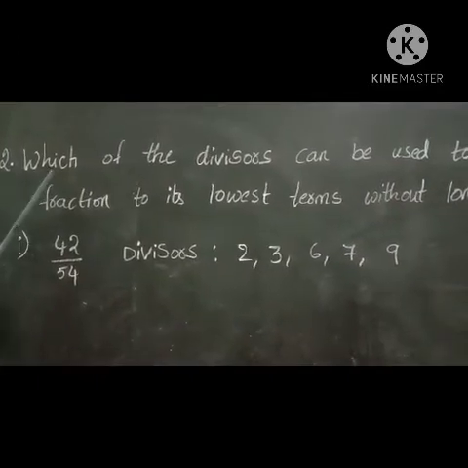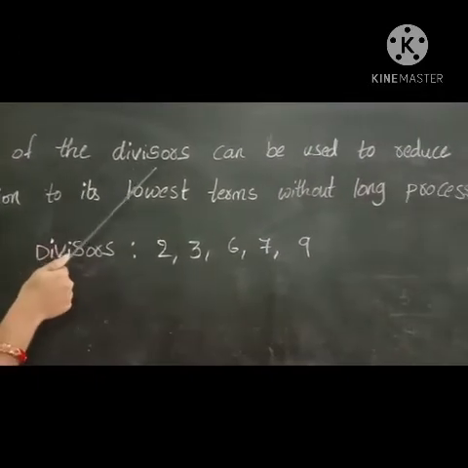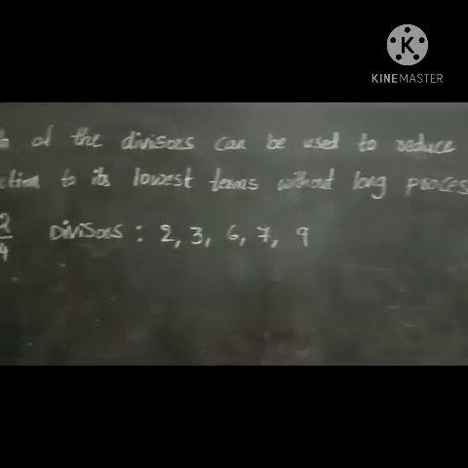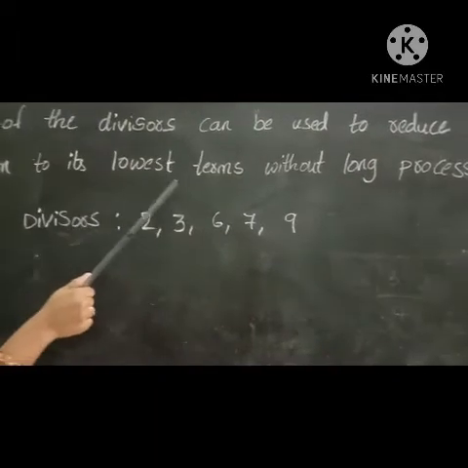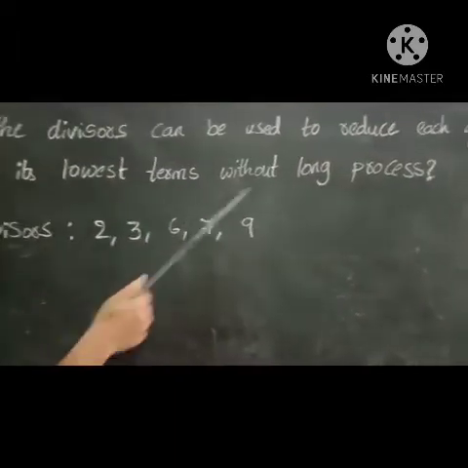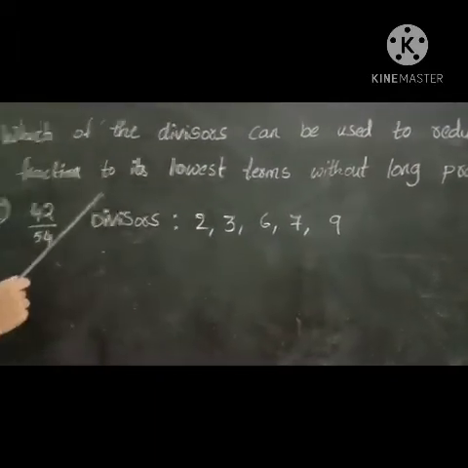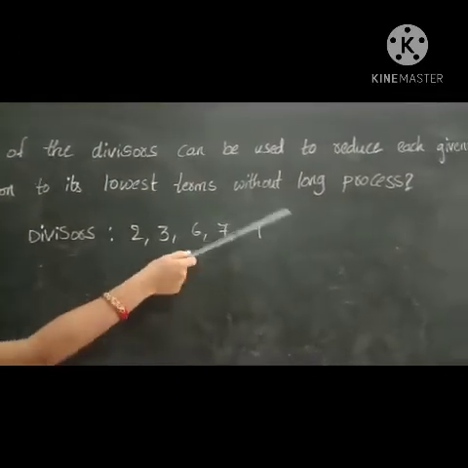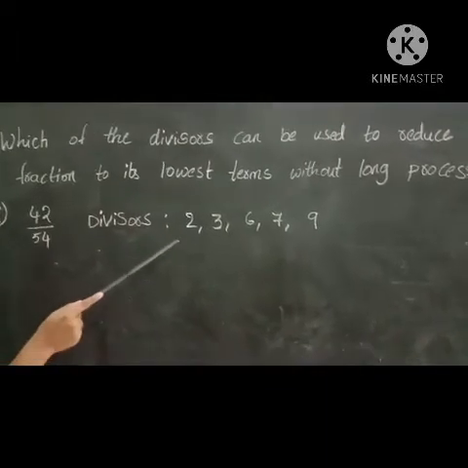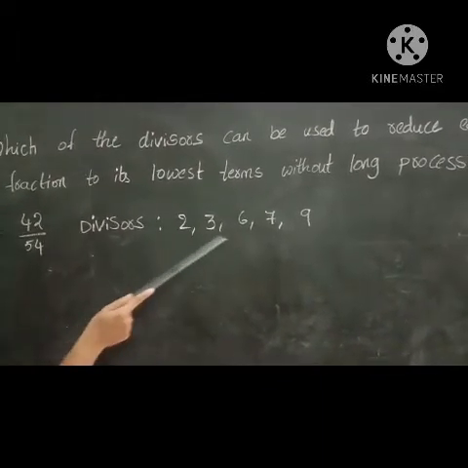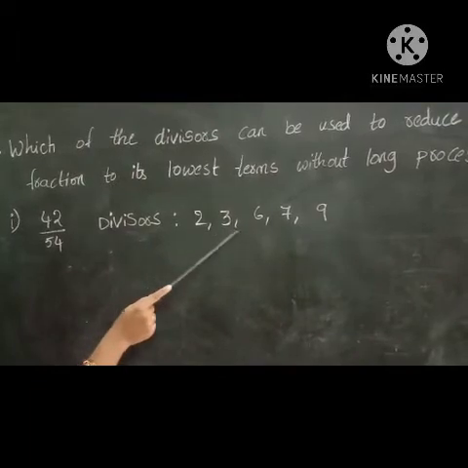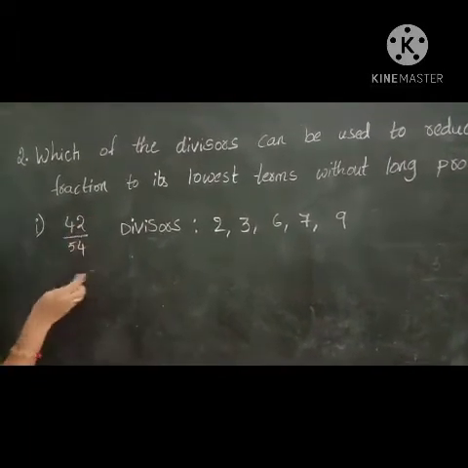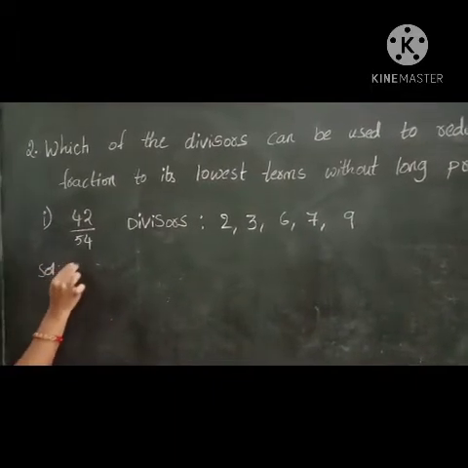Next, second one. Which of the divisibility rules can be used to reduce each given fraction to its lowest terms without the long process? In the first step we did the long process. Now we have to do the lowest terms without the long process. Already they gave some divisors. Now we have to take these numbers and find the HCF of 42 and 54. See the solution, children, here.